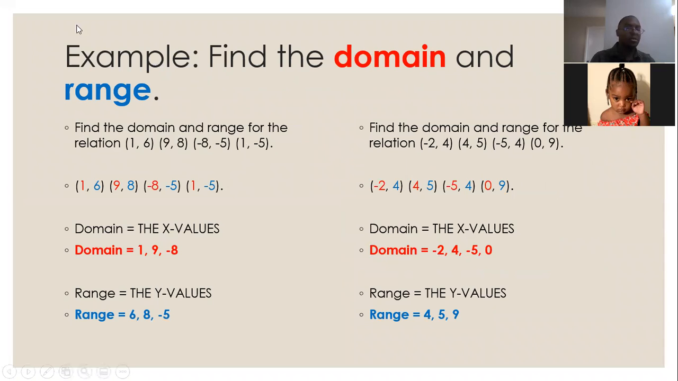So that means we can ask some questions like, what's the domain and range of the relation 1, 6, 9, 8, -8, -5, 1, -5? All right. You probably already know the answer to this. I'll just go through it real quick. Basically, I have my X values, which in this case I color coded, and my Y values, which I've color coded as blue.